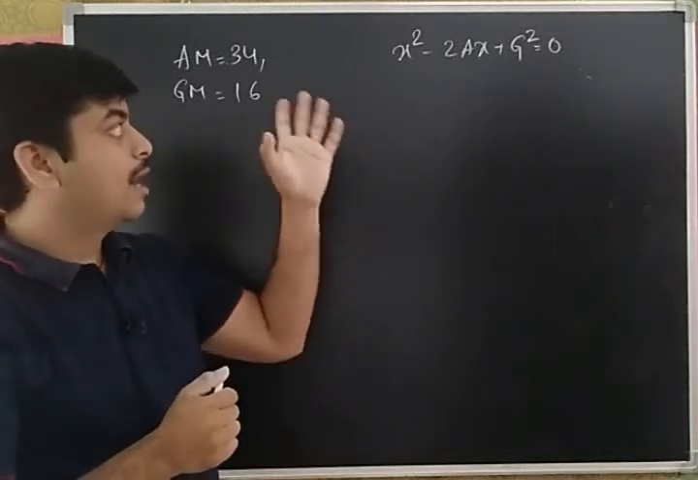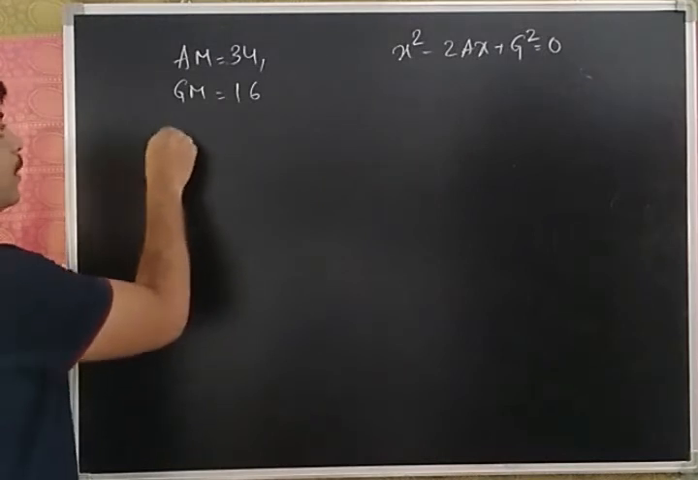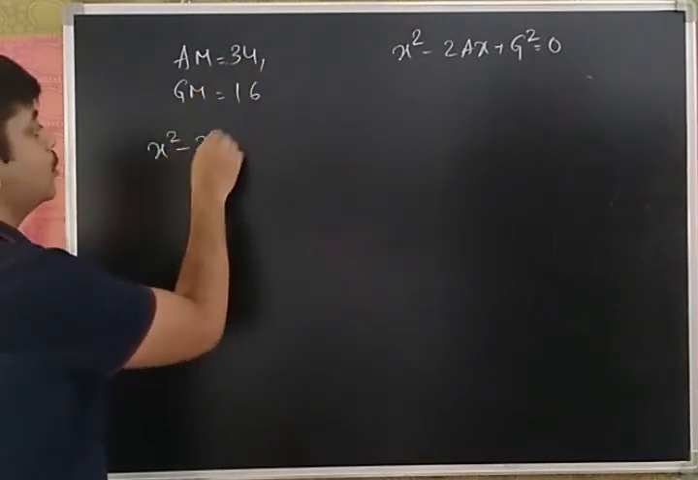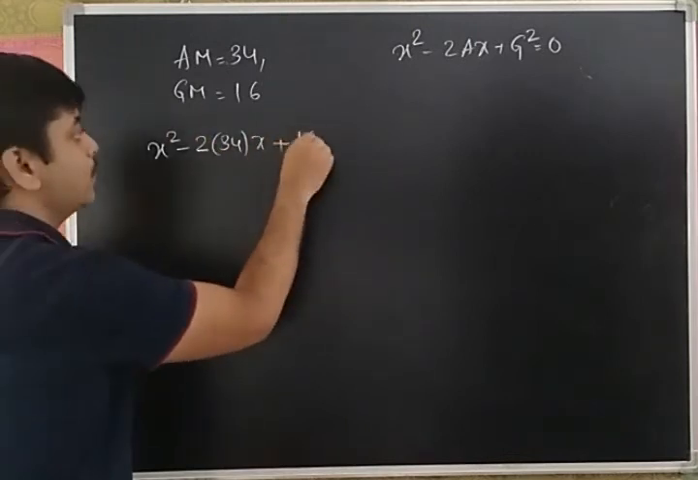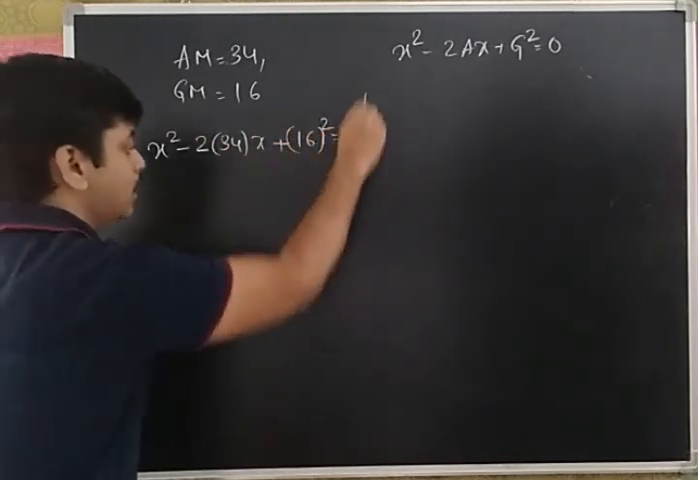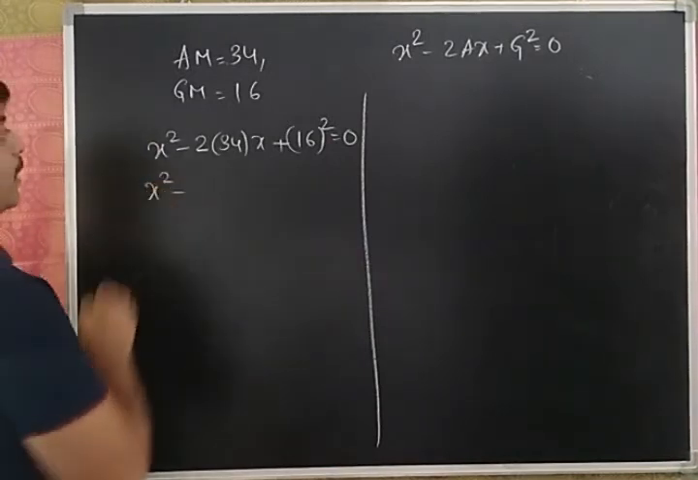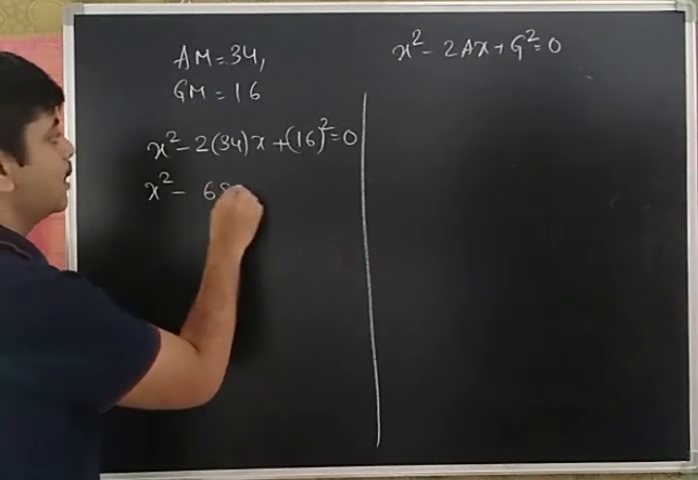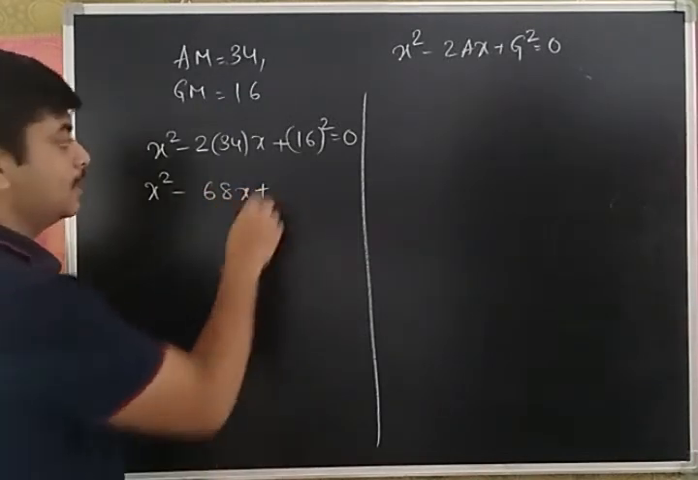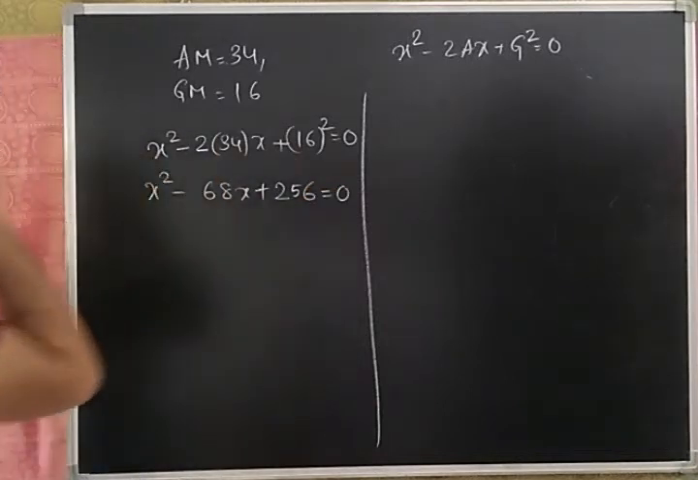Whose roots are a and b, the numbers, and what is the equation? x square minus 2 times a, that is 2 times 34, into x, plus 16 square is equal to 0. So let us try to solve this equation. x square minus 2 times 34, that is 68x, plus 16 square is 256, right? Okay, so we need to factorize this one.